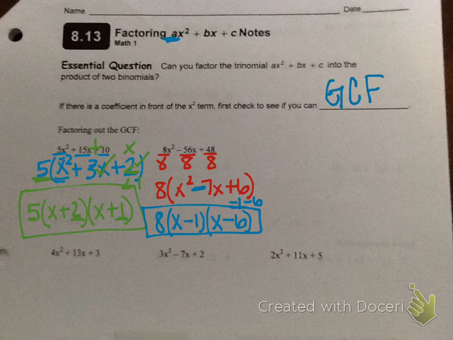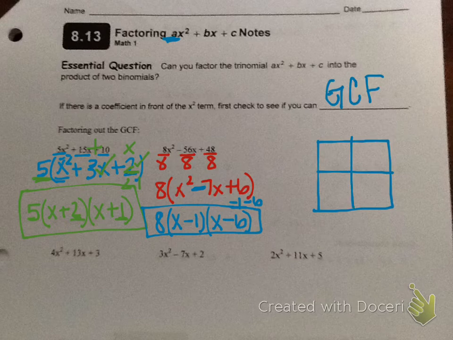Looking at the next set, I'm going to teach you what's called the box method for factoring. So it's going to be like a window pane, and let me zoom in here a little bit. Our first box gets ax squared in it, whatever it is. Our last box gets c in it, whatever that is.